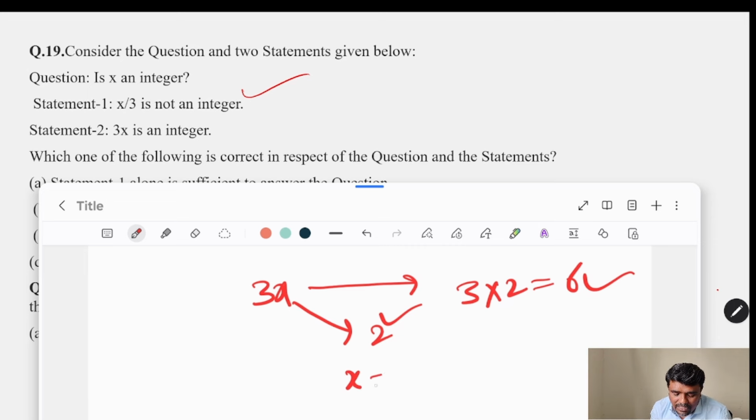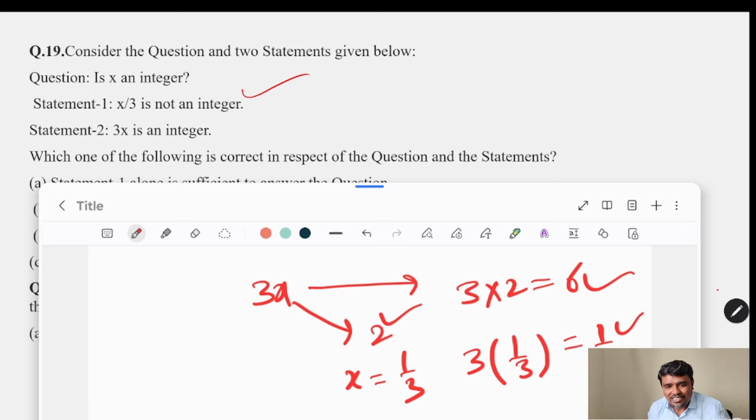If I choose x equal to, let us say, 1 by 3, what happens? 3 into 1 by 3 is equal to 1. This is also an integer. That means 3x being an integer is not determining x's parity, whether it is an integer or not. So statement 2 is also not sufficient to determine whether x is an integer or not.